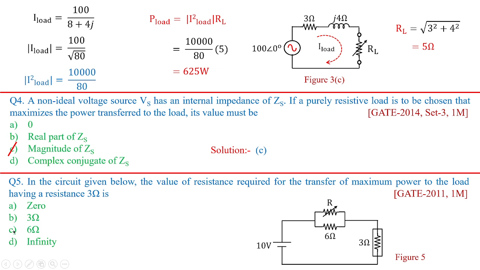So options B and C are obviously wrong. Option D cannot be; infinity cannot be the option. But option A: when you put the variable resistance value as 0, this resistor R becomes 0, and this becomes a short wire. When this is shorted, the 6 ohms is also shorted. In fact, you have 10 volts directly connected to 3. So here the load resistance and the source resistance match at 3 only by making R equal to 0. So option A will be the right answer.